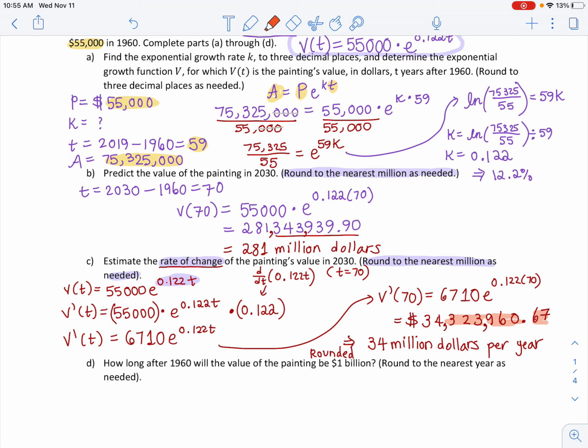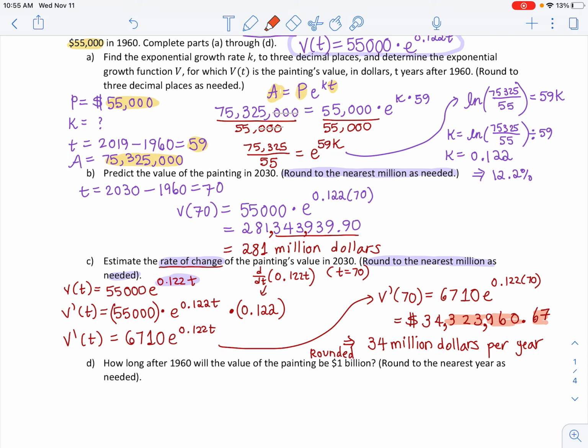So this painting is going up by $34 million per year in 2030. And this rate will change. You see how with exponential growth, this rate is actually going to go up. So if you're talking about the future, like 2050, if you follow this pattern, it's going to be much more than that. Wow, this is crazy.